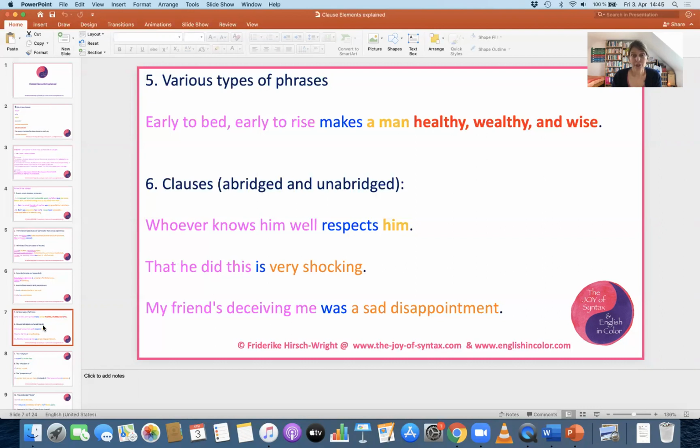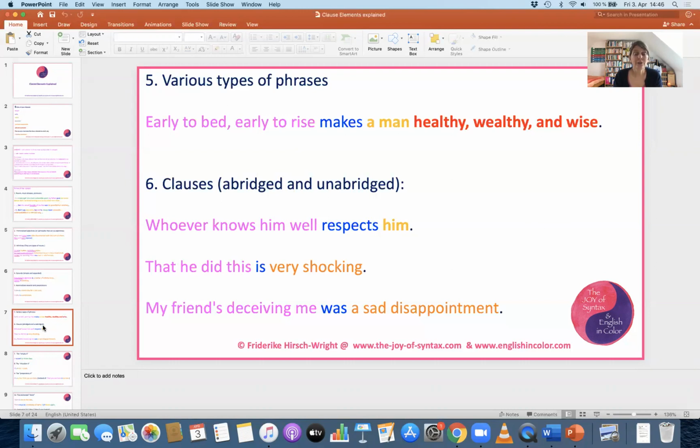Clauses, both abridged and unabridged. And abridged and unabridged is a different way of saying reduced and unreduced. Can actually be subjects. Not all subclauses can be subjects. Only subclauses that are actually called substantive clauses or noun clauses, with one exception that I don't want you to worry about. So clauses, certain kinds of clauses, reduced or unreduced, can function as subjects.